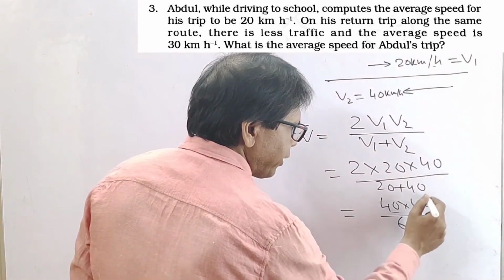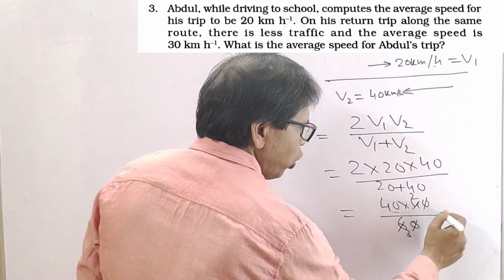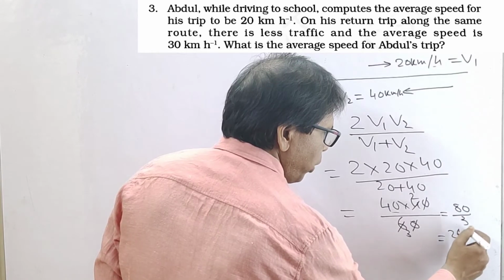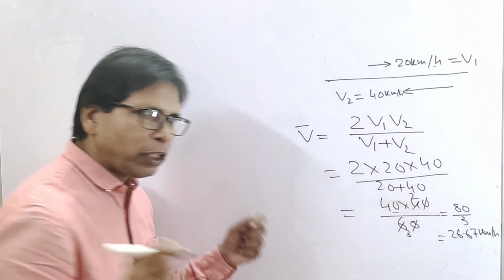Look at this. This and this cancel out. This is 2 and this is 3. So this is 80 by 3. So this is 26.67 kilometers per hour, the average speed.